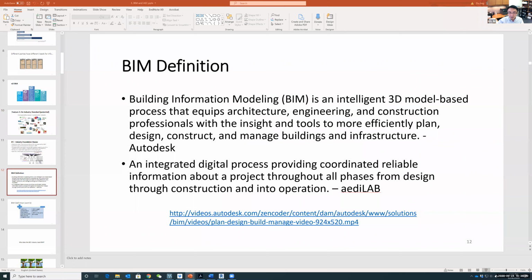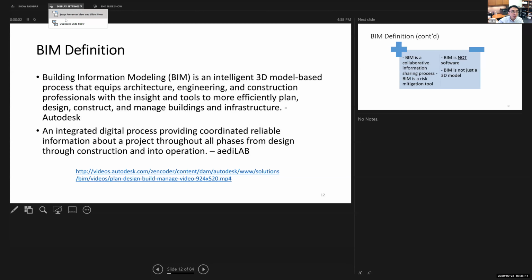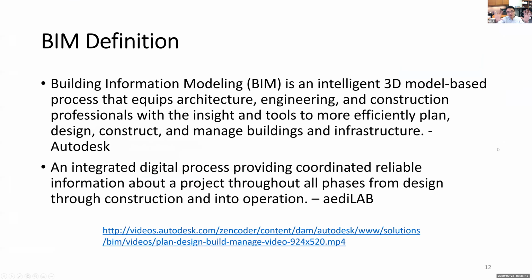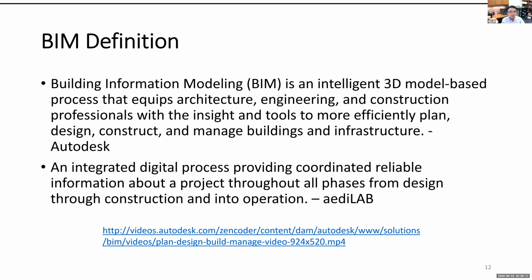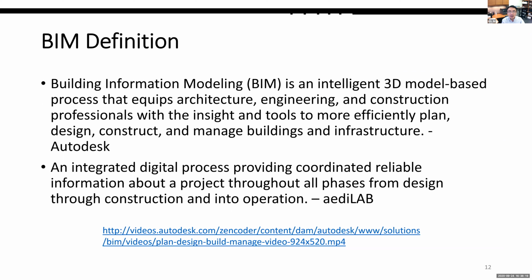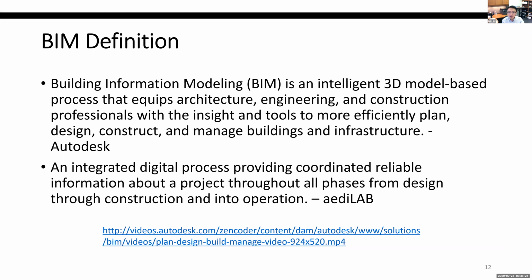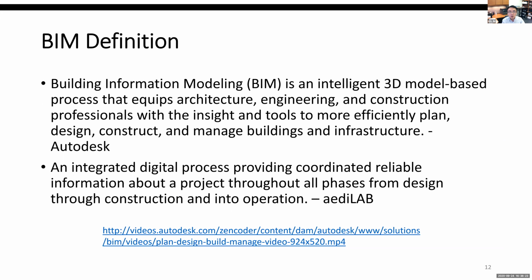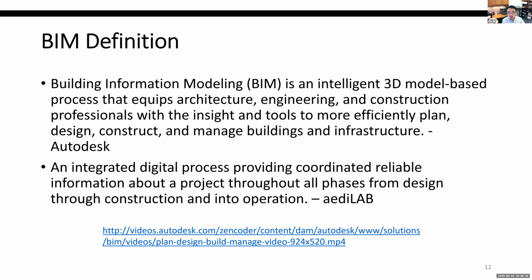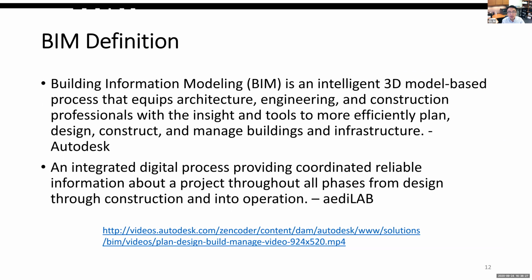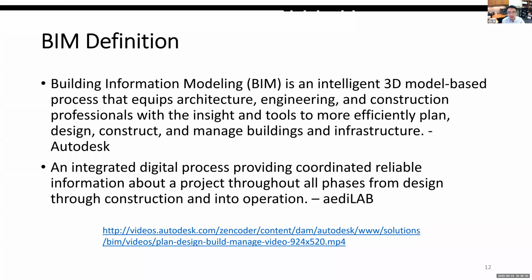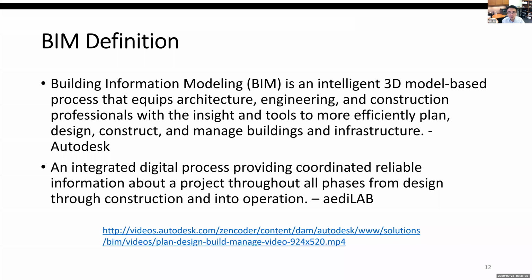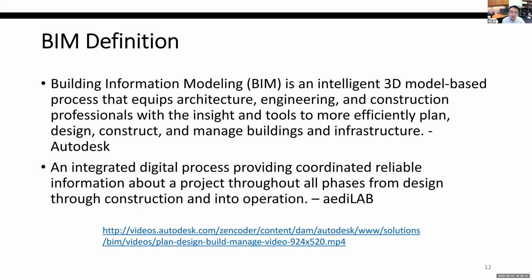So what is a BIM? The definition, actually, we have this very specific, clear definition. Building information modeling is an intelligent 3D model-based process that equips architecture, engineering, and the construction professionals with the insight and tools to more efficiently plan, design, construct, and manage buildings and infrastructure. That is the definition given by Autodesk.